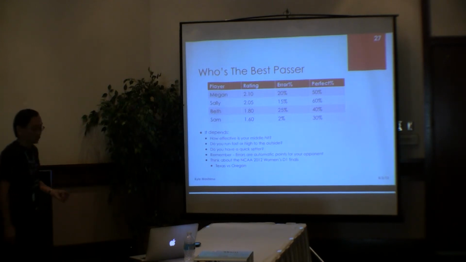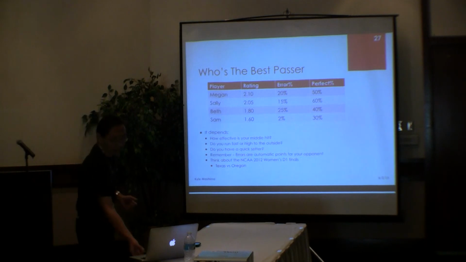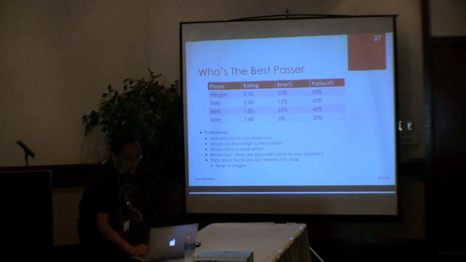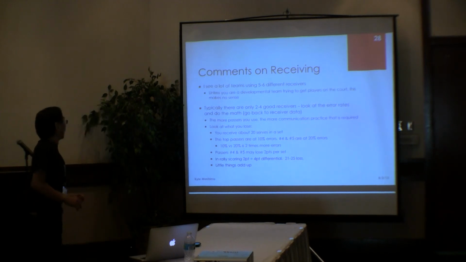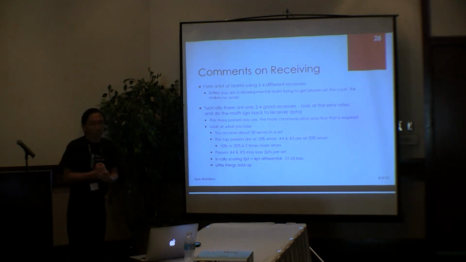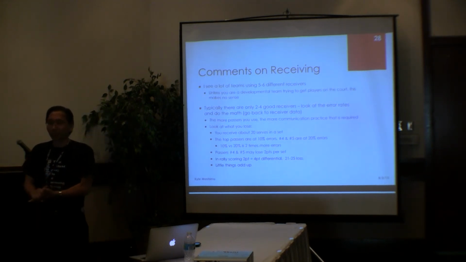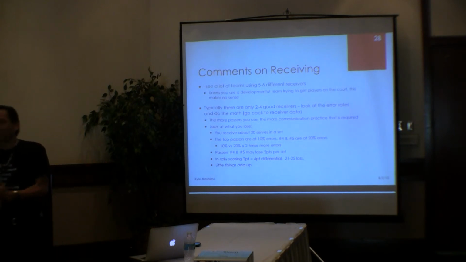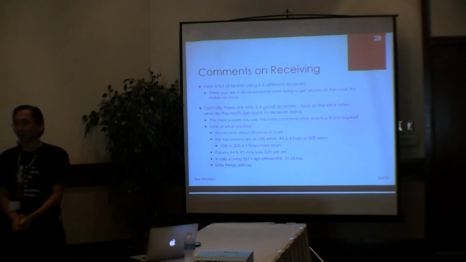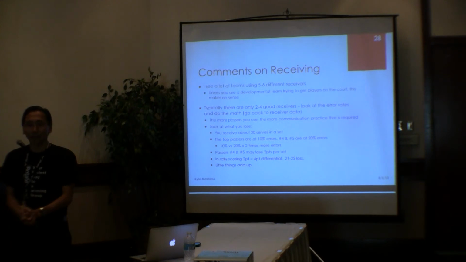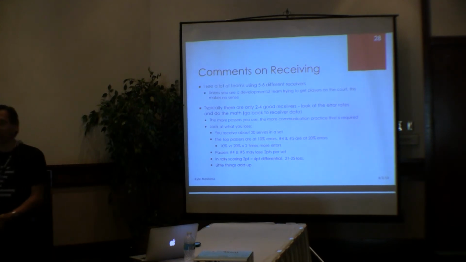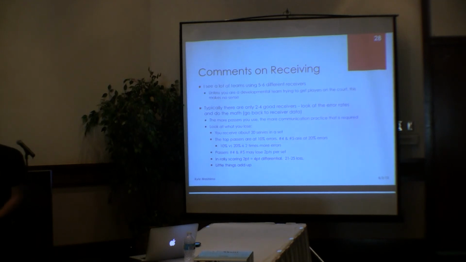Now, here's the other issue. You typically only have a couple of good passers. And teams that have 3 to 4 good passers, you're very, very fortunate. But the reality is anything after 4 tends to drop off a cliff. And what I mean by that is the error rates go up dramatically. Okay? So you really have to track these numbers.